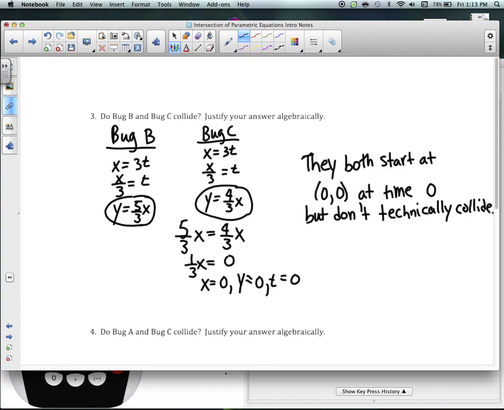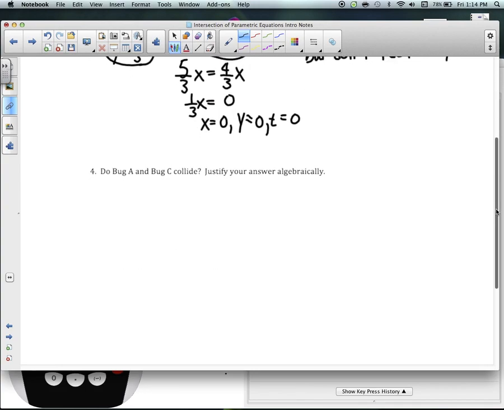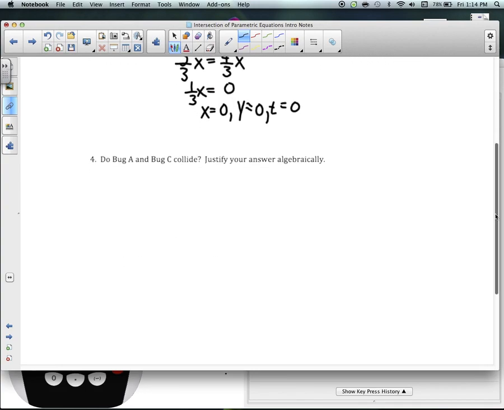All right, so we have our last one. Hopefully this one will show us a collision at this point. Bug A and bug C. Now I already know rectangular equations for each of them, so I'm not going to redo that process again. And you can go back and flip over to the front to see that that's the equation we got for bug A. Bug C we just did.